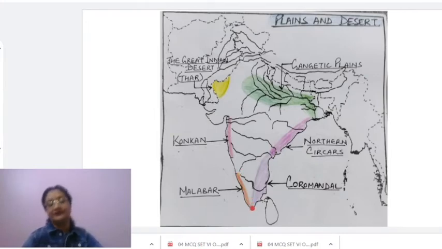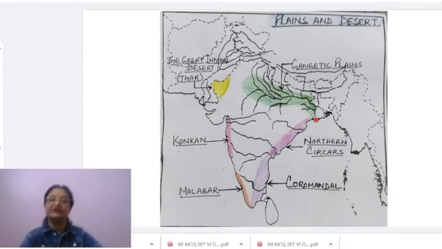Clear? The tip of the mainland of India, right? The southern tip. So the Malabar coast starts from here and continues till this point. This is about the western coastal plains. Now come to the eastern coastal plains.